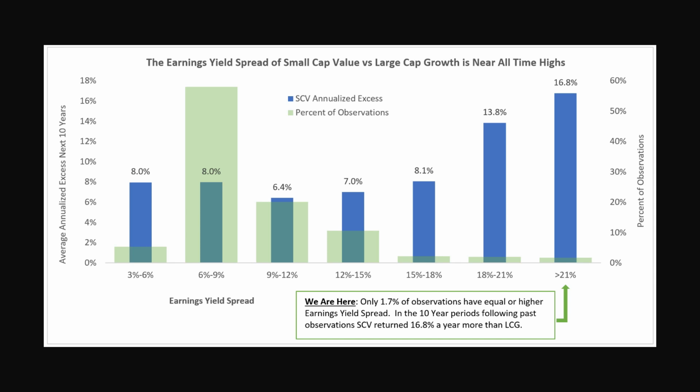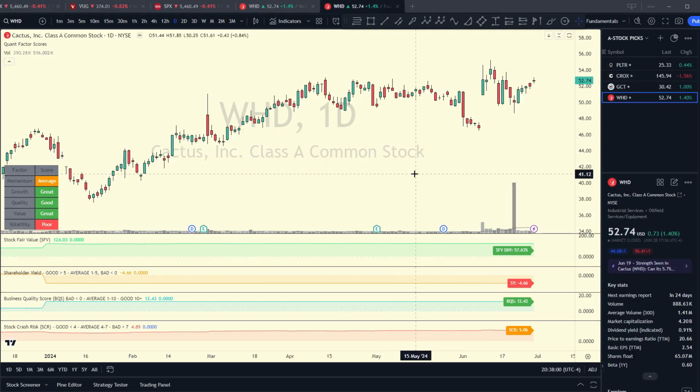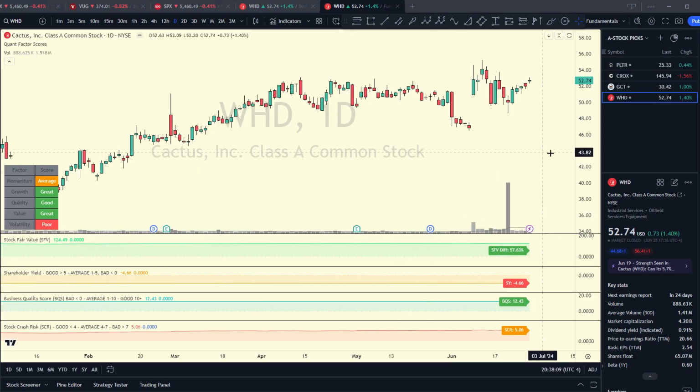So in my new stock picks portfolio, I'm going to have a strong tilt to small cap value, as I think it has the potential to significantly outperform over the coming years, along with some other areas of the market as well. And I'll share with you guys today the stock I'll be buying tomorrow in my new trading account for the Stock Picks service.